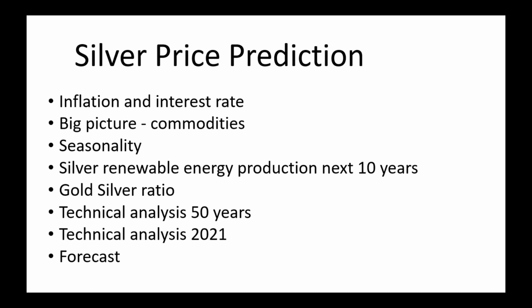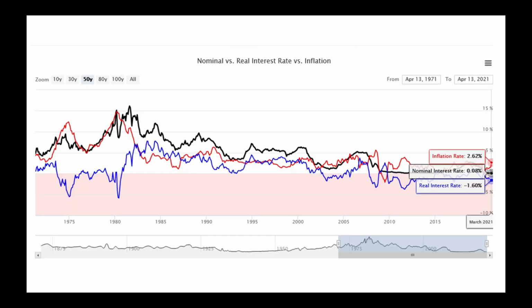So let me start to talk about silver price prediction. The first thing that we need to talk about is the nominal and real interest rate and inflation. Right now we have three lines here on the chart. The inflation rate is the red one, the nominal interest rate is the black one, and the blue one is the real interest rate.